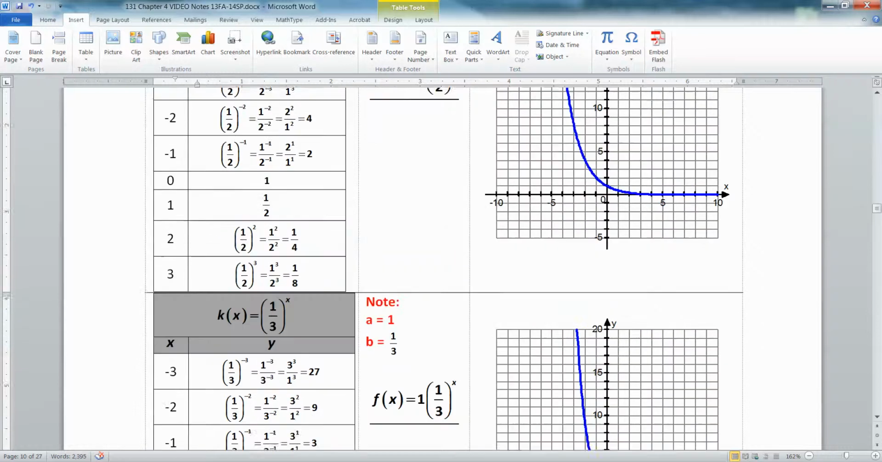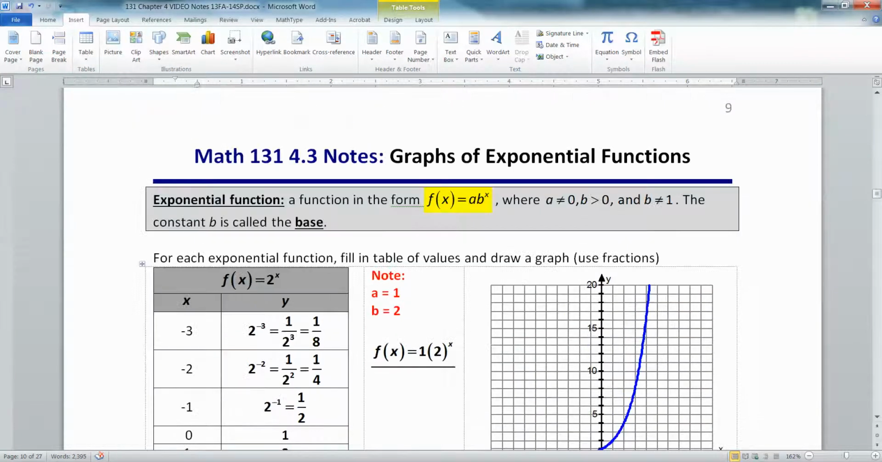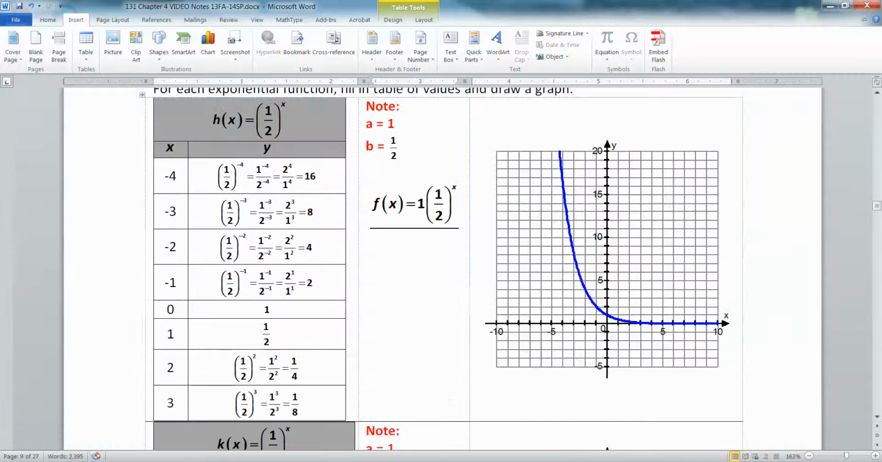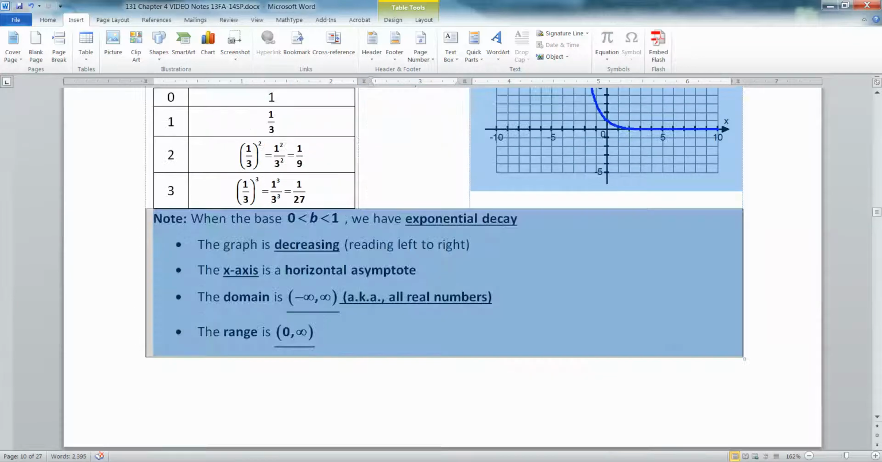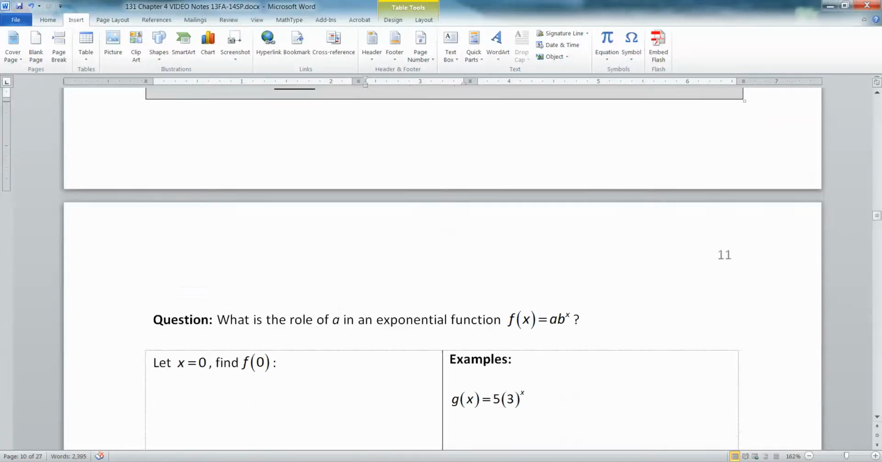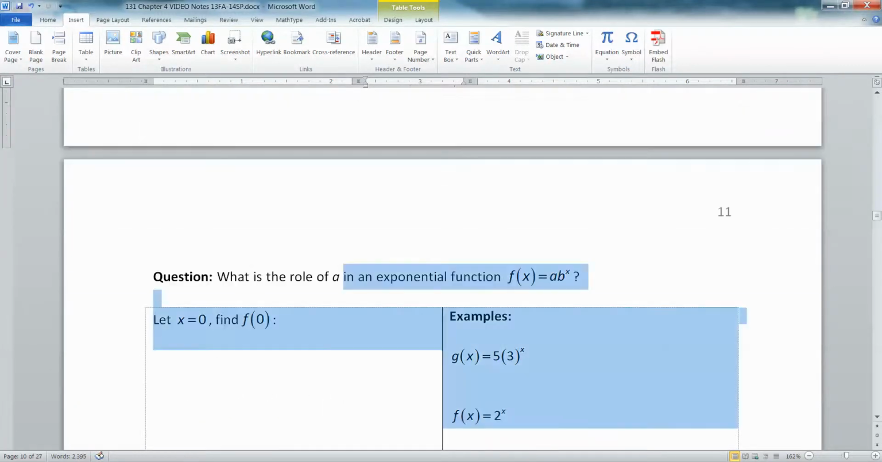All right, so we're done with looking at the basic graphs for when b is greater than 1, that's these ones, and b is a fraction between 0 and 1. Now notice all of these had a being positive, positive 1 as a matter of fact. So we'll talk about that and what happens when we start changing that stuff around on the next page.